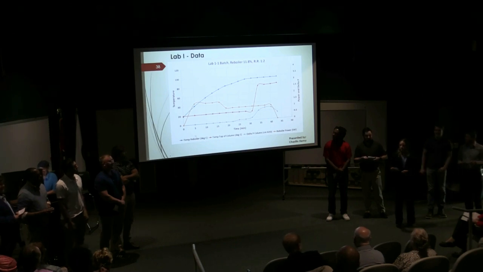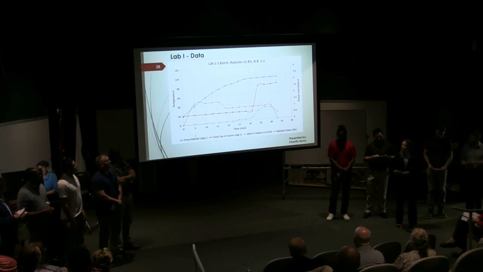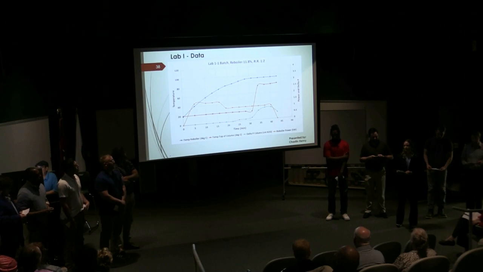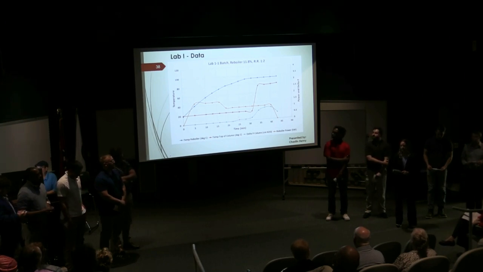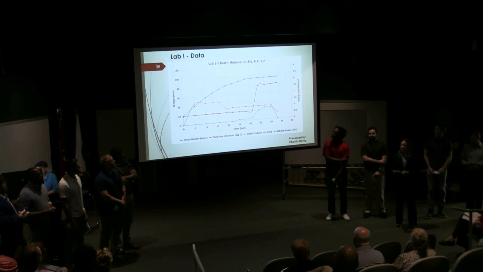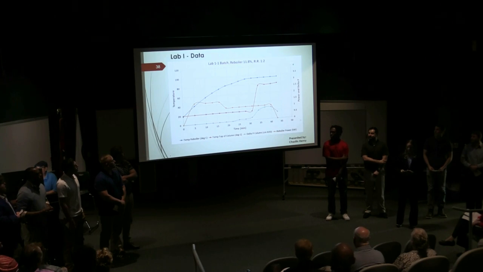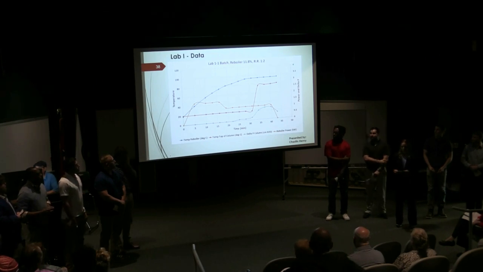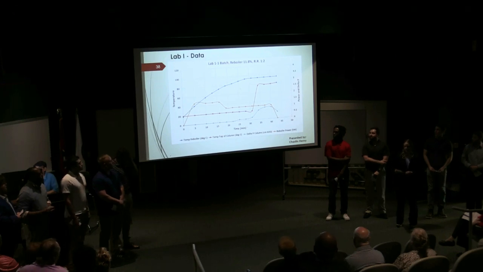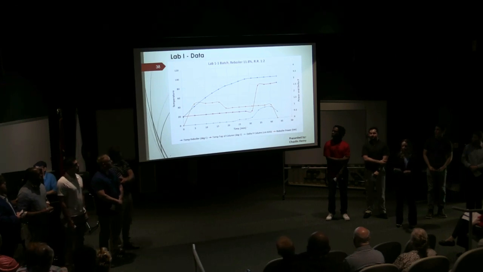For all experiments, our data was plotted as follows. Blue is the reboiler temperature, orange is the temperature at the top of the column, gray is the pressure drop across the column, also known as delta P, and yellow is the reboiler power. Based on our reboiler curve, you can see that the reboiler slightly increased in temperature as expected. As we remove ethanol from the reboiler, boiling point increases slightly.